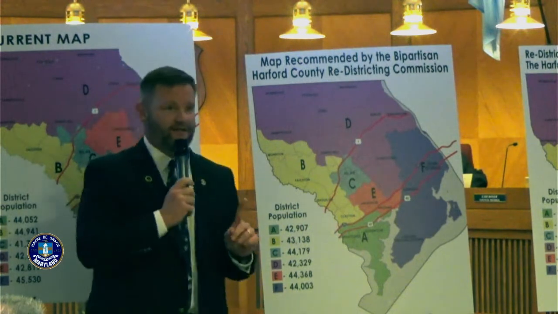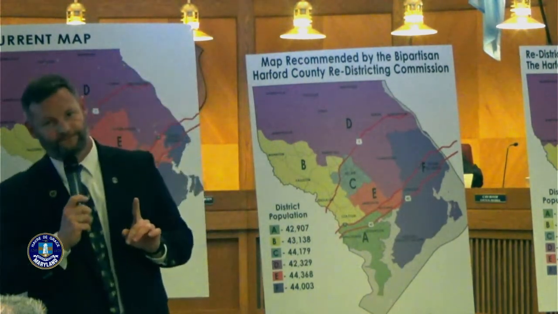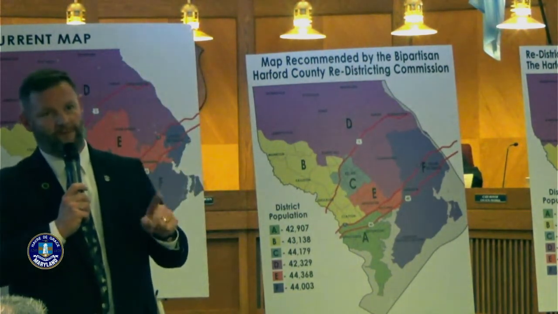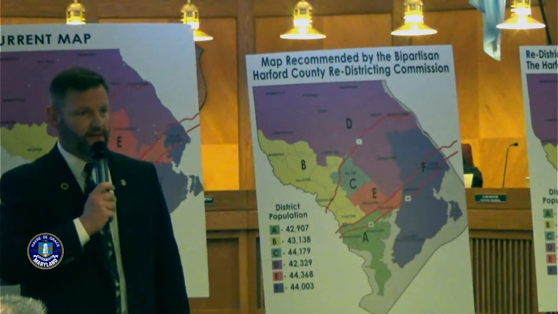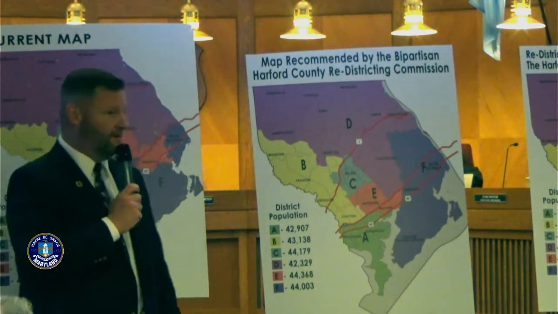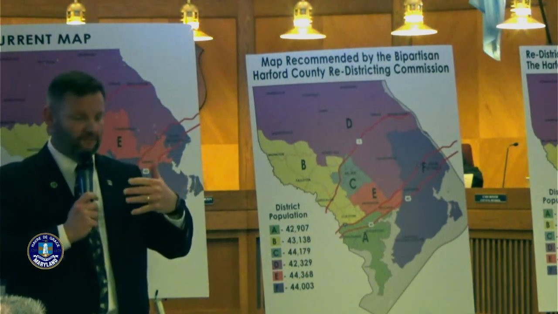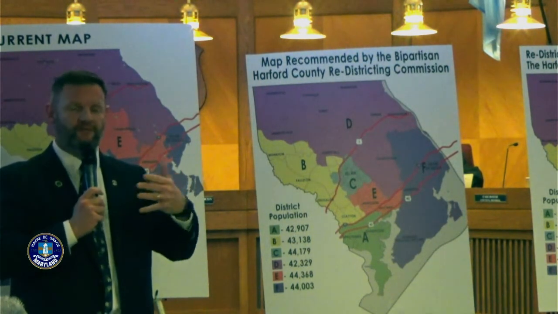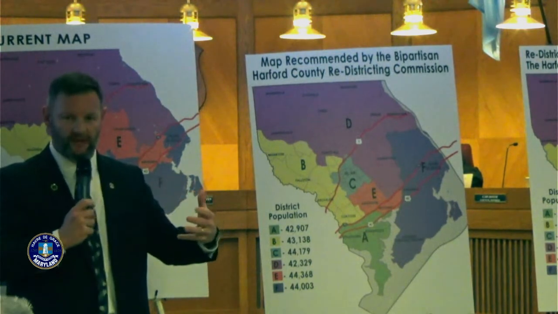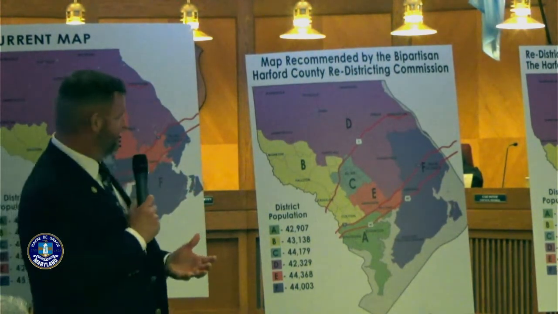Now there's one key thing we proposed. We proposed to put Aberdeen and Havre de Grace together in the same district. Now I know, we mentioned this back in September, at first it kind of sounds like, well, why would you put 2 cities in the same district when you want them separate? Well, here's the issue.